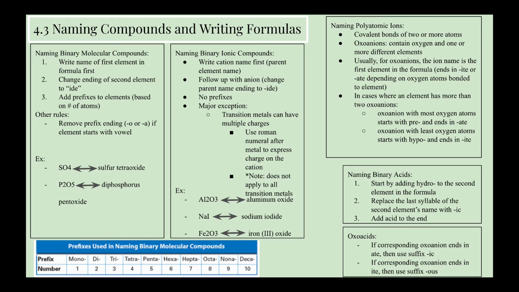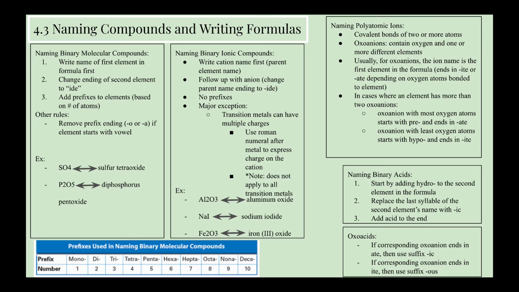In cases where an element has more than 2 oxoanions, there are 2 more rules. The first is that the oxoanion with the most oxygen atoms starts with per- and ends in -ate, and the oxoanion with the least oxygen atoms starts with hypo- and ends in -ite.